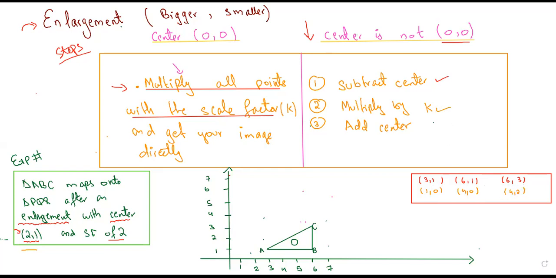Now you need to multiply this by the scale factor. That is 2. So we will multiply this with the scale factor and I'll write that down here. So it would become 2, 0, then 8, 0, and then 8, 4. And then the final one is going to be adding the center again. So now when we are going to add the center, this would be 4, 1. This would be 10, 1. And the last one would be 10, 5.